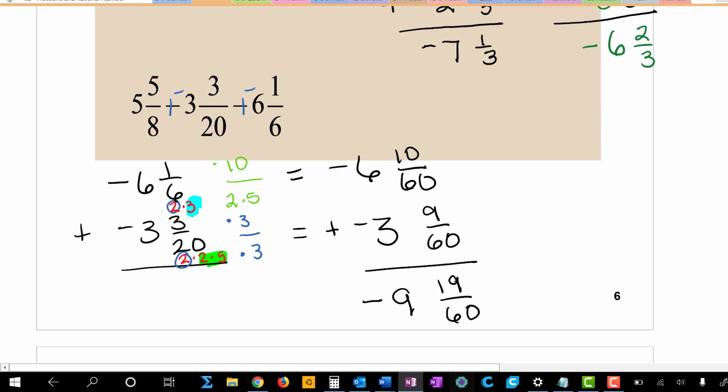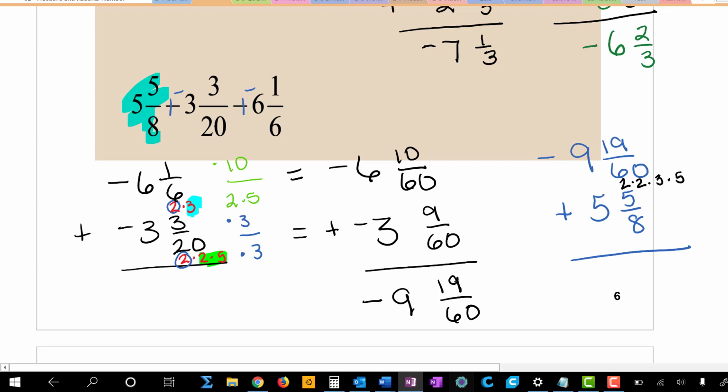All right, now we still have the positive 5 and 5/8 to deal with. Since 9 is bigger than 5, I'll put that as my first number. So -9 and 19/60 plus 5 and 5/8. Again, we have some common factors between 60 and 8. The first common factor I can think of is 4. So 2 times 2, that's 4, is 4 times 15. So 3 times 5, 15 times 4 is 60. And then 8 is 2 times 2 times 2. So they actually have 2 numbers in common, 2 times 2, or 4.